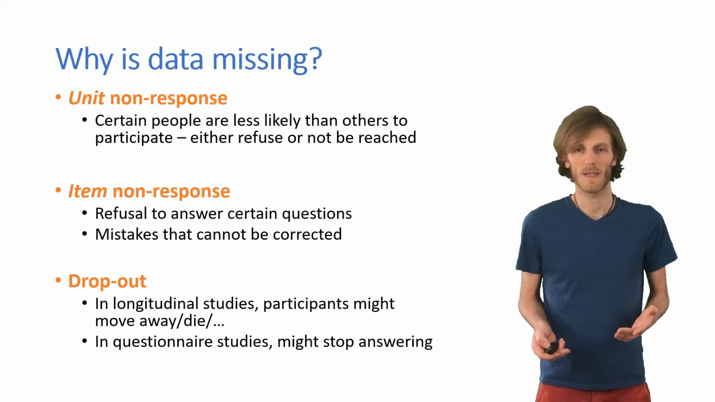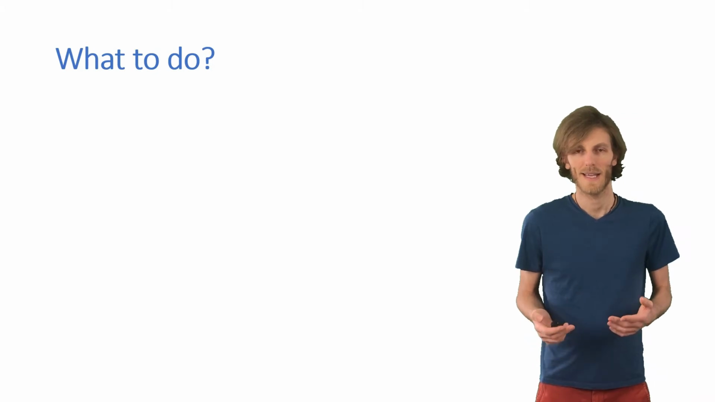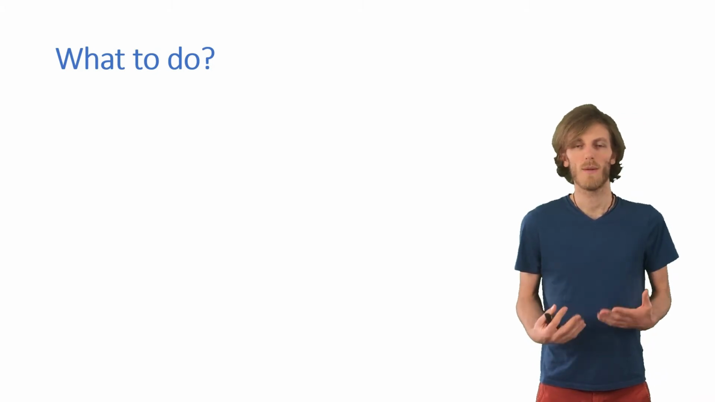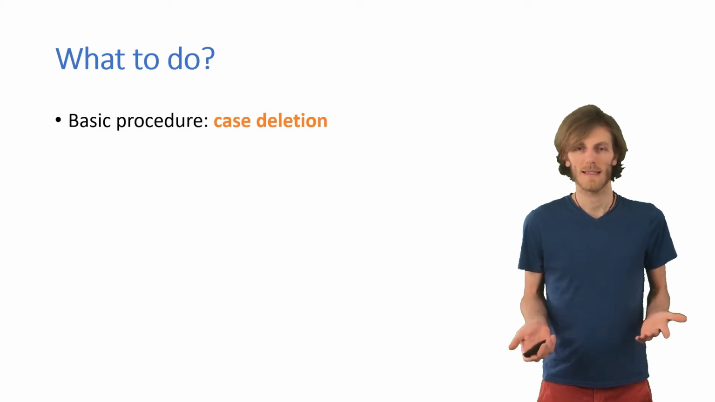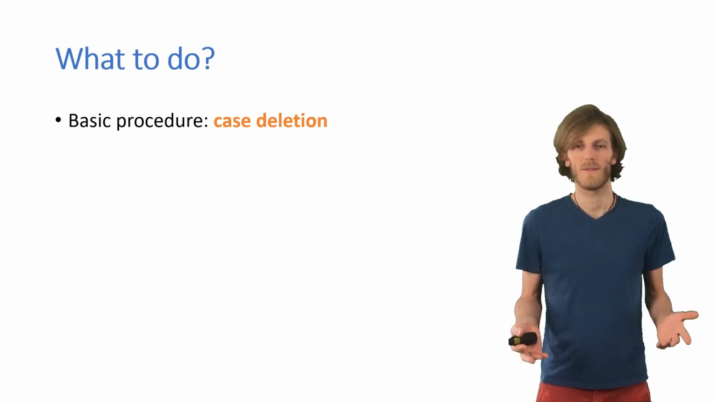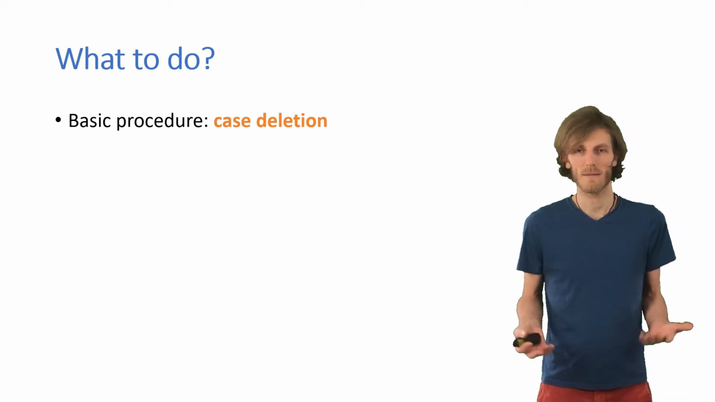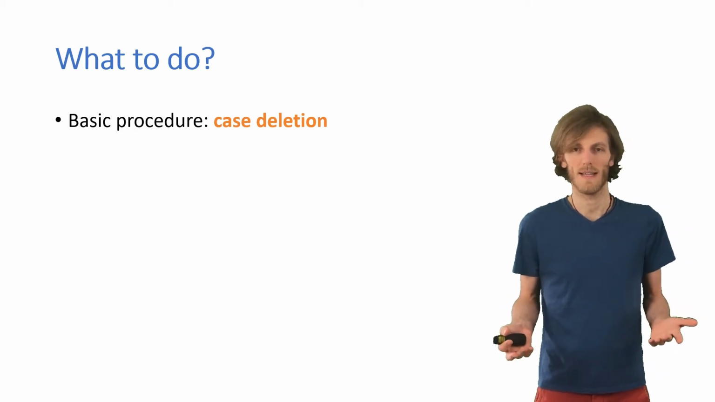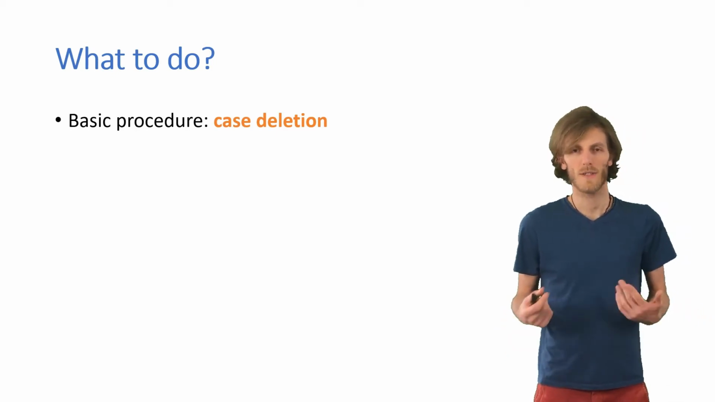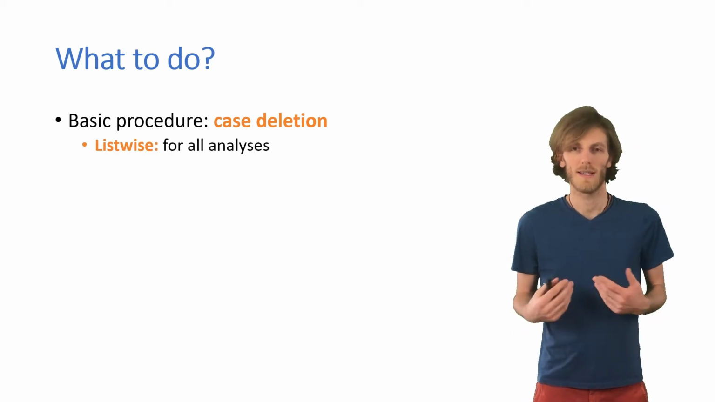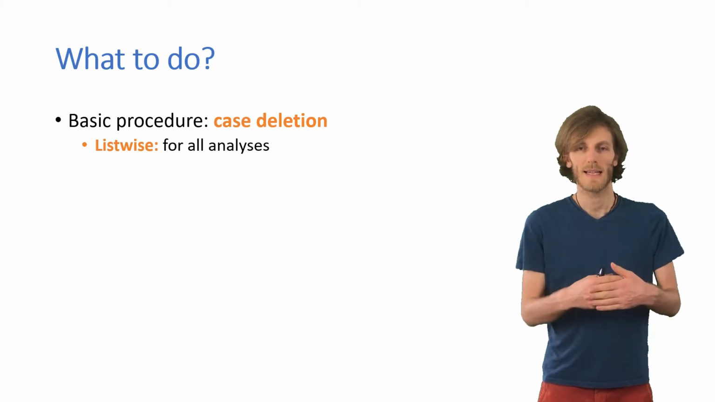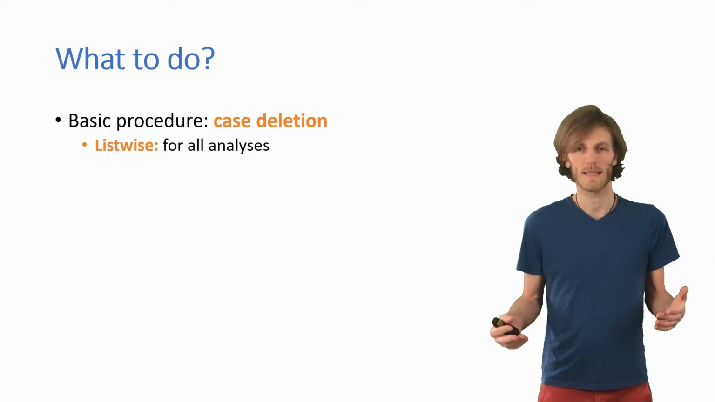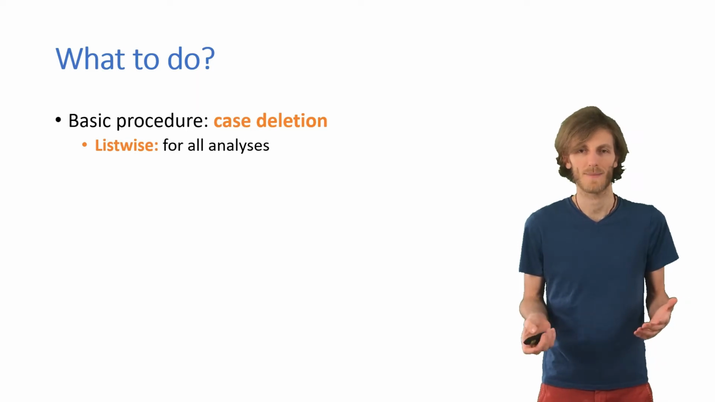So what do we do about missing data? The most common procedure, and what we've used in this course so far, is case deletion. So that just means we delete the cases where we don't have data, we don't consider them in the analysis. There are two different ways of doing that. So-called list-wise deletion, which means we look at our data in the beginning and delete everyone from the list of participants who doesn't provide complete answers to the variables of interest.